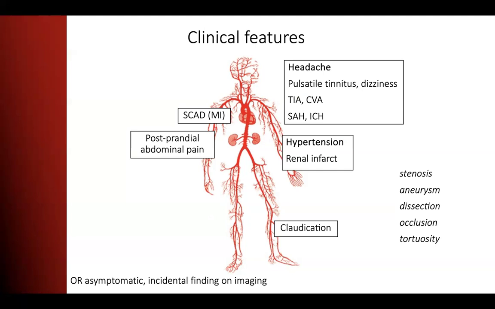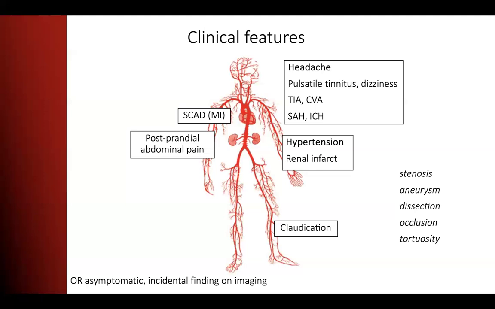In patients with renal FMD, most often they present with hypertension, and it can certainly look like primary hypertension. As we saw in the previous slides, patients often present in their 50s. Patients can also present with a renal infarct. SCAD, which stands for spontaneous coronary artery dissection, is actually quite rare in patients with FMD. However, patients with SCAD have a very high prevalence of FMD, around the 50% range.